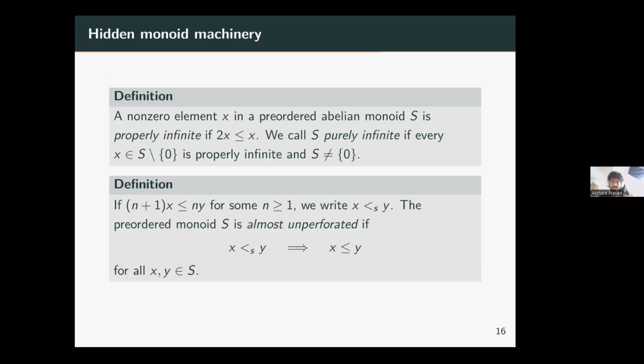If stable domination implies the usual domination for all pairs of elements in the monoid S, then it is said to be almost unperforated. So if X is stably dominated by Y means X is less than or equal to Y for every X and Y in S, then S is almost unperforated. And this will be a condition in some of our results, which you can also recall is a condition for the Cuntz semigroup when we have results in C*-algebras.